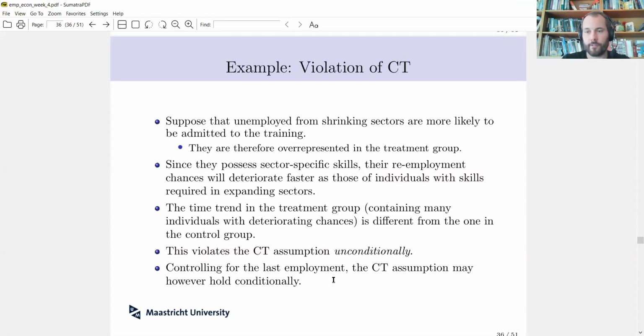Violations of common trends. I mean, we just gave an example. So you have to, for instance, control for the sector of last employment. I think that's also the example that I chose. So common trends, super important.